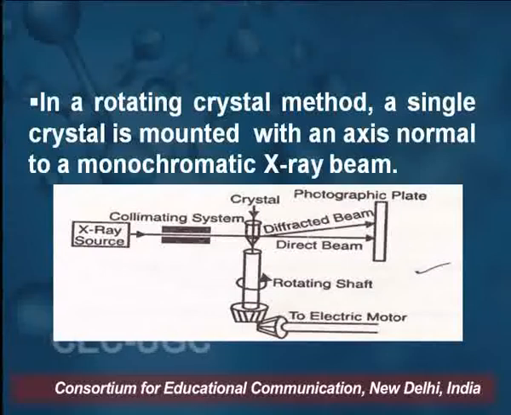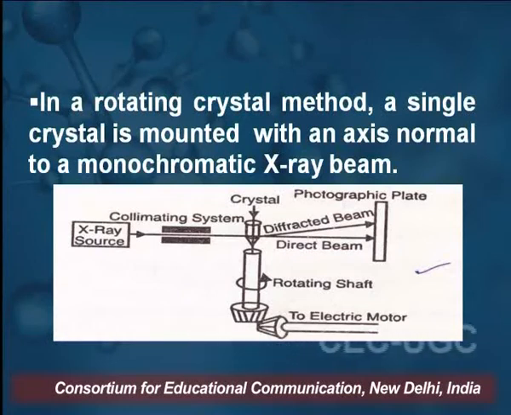In the rotating crystal method, a single crystal is mounted with an axis normal to the monochromatic X-ray beam. Here we use a monochromatic X-ray beam, a single wavelength X-ray beam. We see in the diagram that the X-ray passes from the collimating system, and a crystal which is mounted on the rotating shaft which is attached to the electric motor.